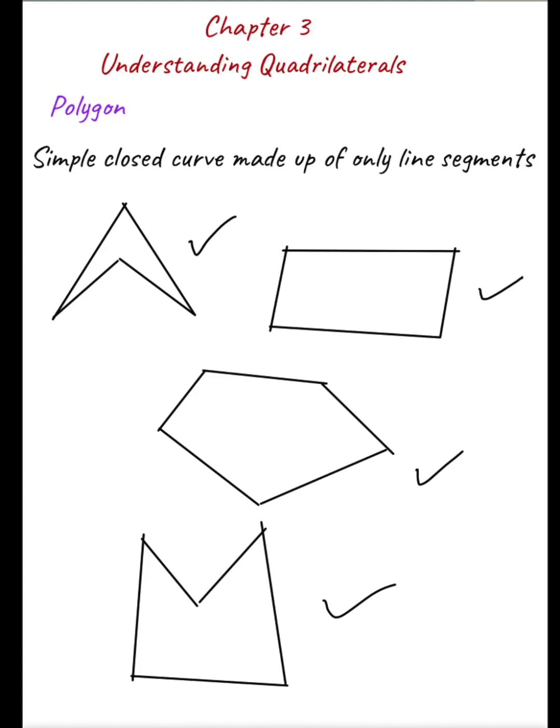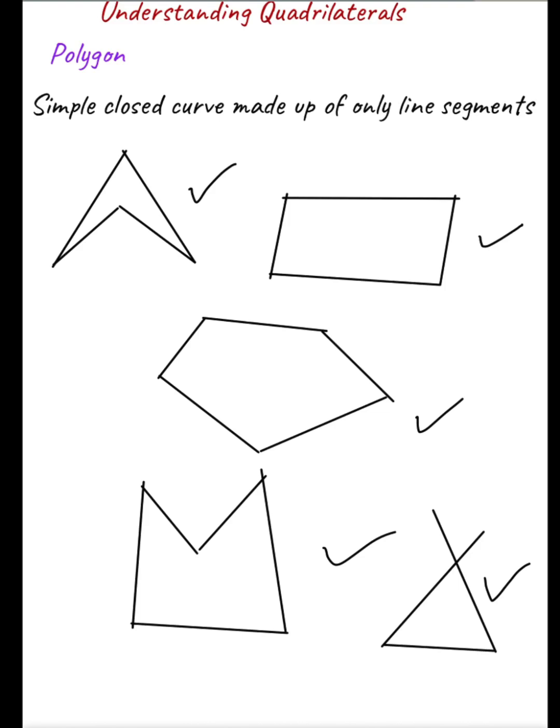Now let's see some examples where they are not polygons. Now see this, can you say this is a polygon? This one? No, this one is not a polygon. Why? It's made up of line segments, of course, but it's not closed. So you cannot say that it's a polygon.